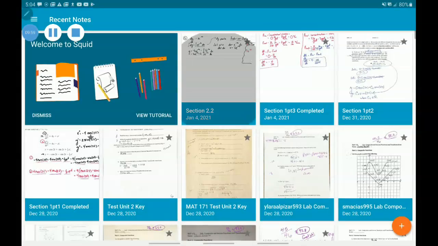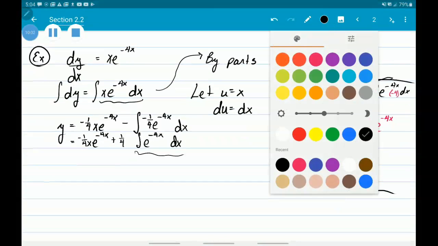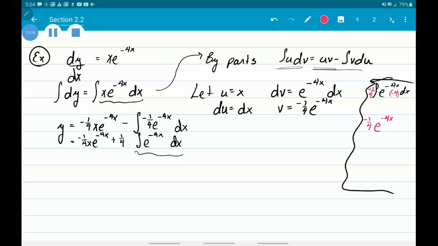And now we need to integrate this guy, and that's a u substitution as well. Our u would be the exponent negative 4x. So du would be negative 4 dx. Compensate with a negative 1/4 out here. So we're going to have minus 1/16. And when we integrate e to the u, we get e to the u. And then we're going to have the plus c on the end. So there's our solution.